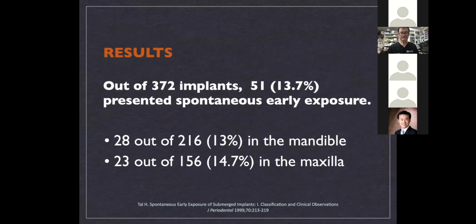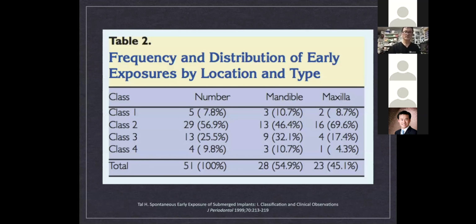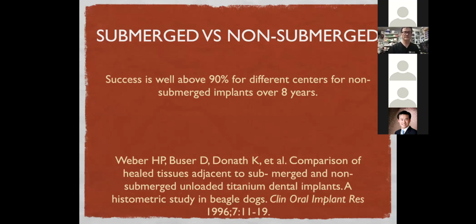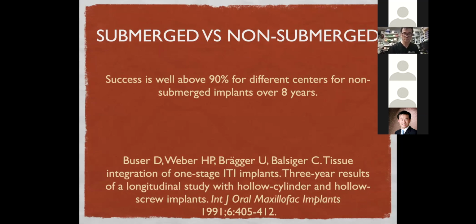What this paper is saying is 13% in the mandible and 15% in the maxilla get early exposure. That's more than 1 out of every 10. That's a lot. So I say, don't do that. And if you're worried about submerging versus non-submerging, the success rate for non-submerging is very, very high, more than 90%. And this is paper after paper after paper I can quote.